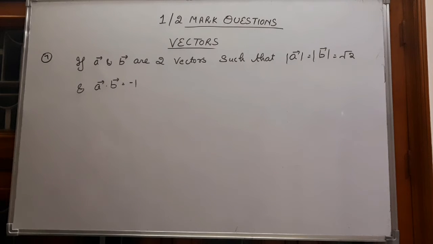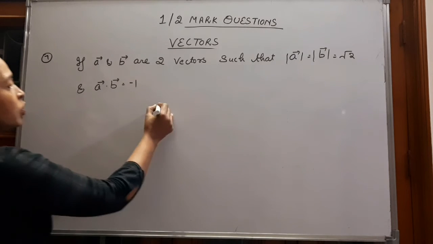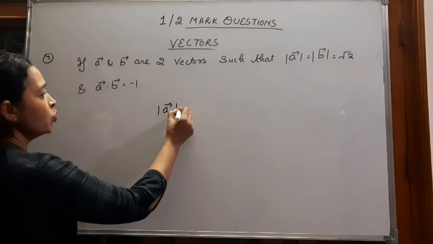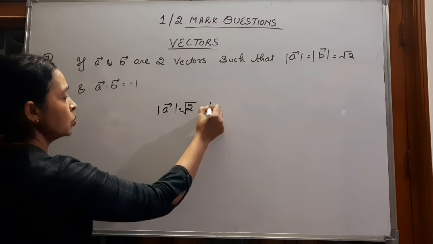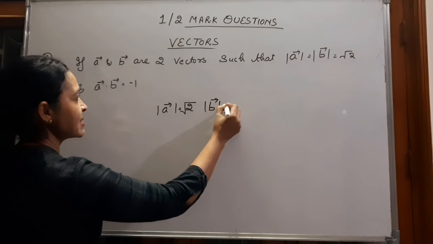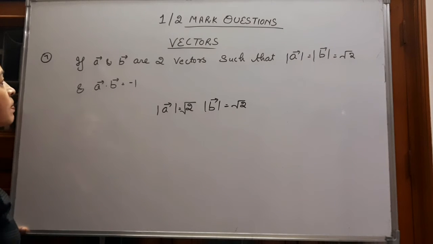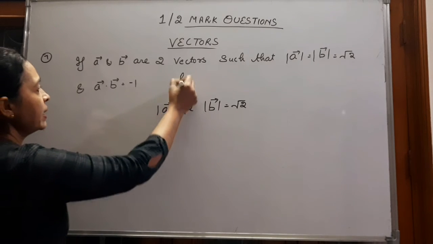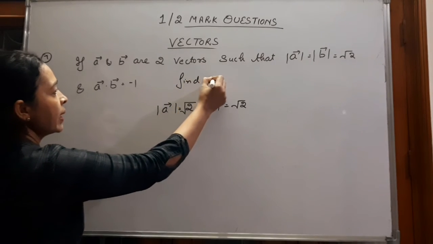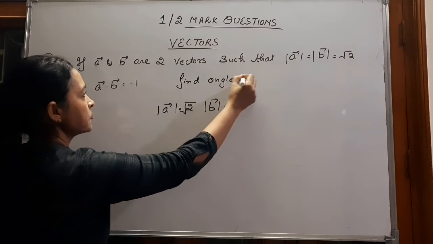If vector A and vector B are two vectors such that the magnitude of vector A and the magnitude of vector B is root 2, the magnitude of both the vectors is same, which is root 2, and vector A dot vector B is minus 1, we have to find the angle between them.